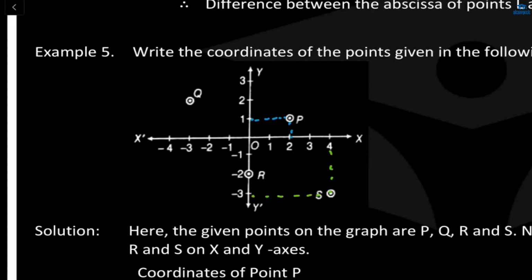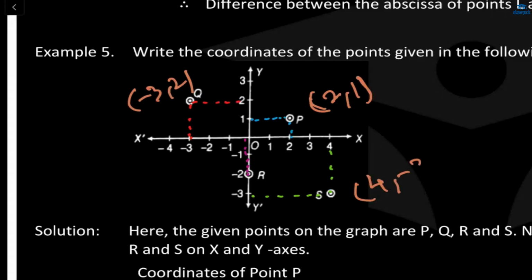Now, this R is here. Now, let's check for Q. Yes, Shazan, tell the coordinates of Q. Minus 3 and 2. Minus 3 and 2. Okay, fine. Yes, P? Yes, ma'am. Coordinates 2, 1. 2, 1. Yes. Advika, point S. Skyham, you tell for point S. Ma'am, that's 4, negative 3. 4, comma, negative 3.